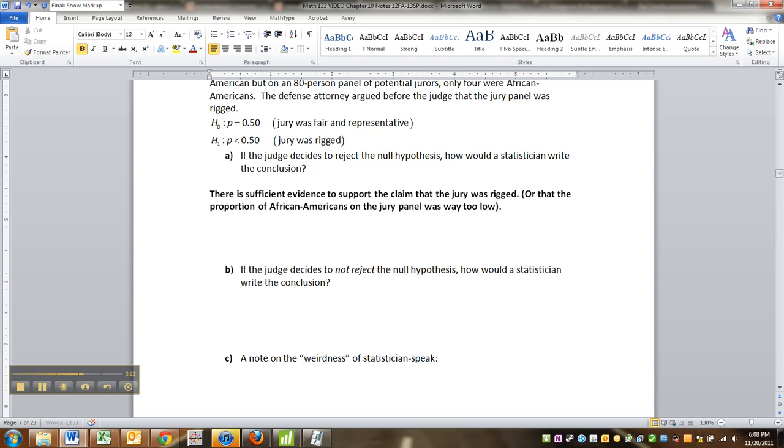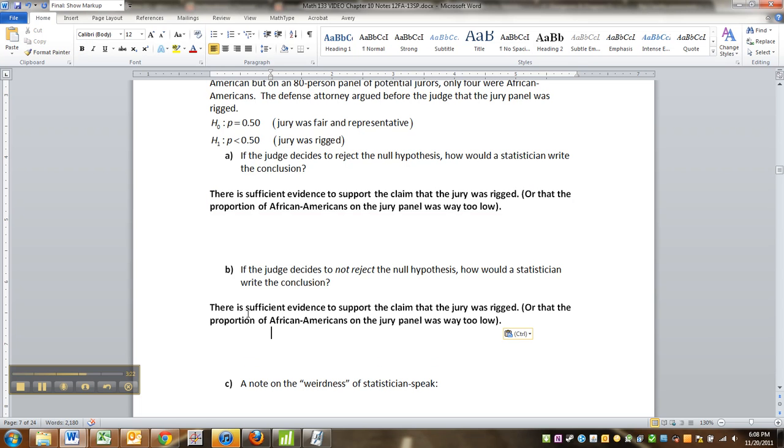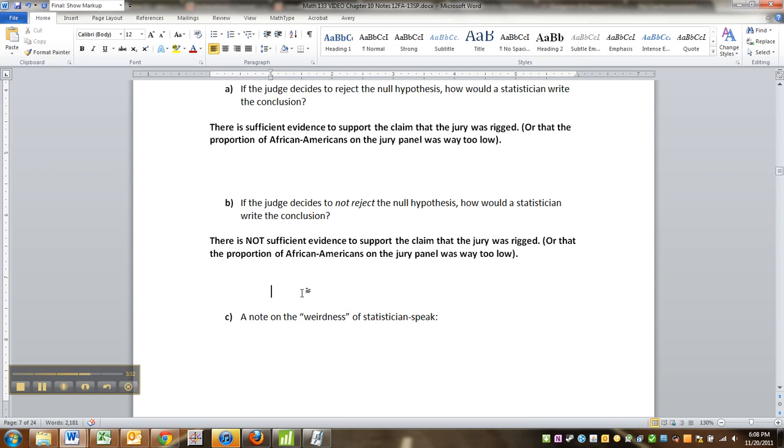Okay? And then down here, if you decide to not reject the null hypothesis, or the judge decides, right, then you would say there is not sufficient evidence to support the claim that the jury was rigged. That's it. They're exactly the same phrase. And this gets to the weirdness of statistician speak.